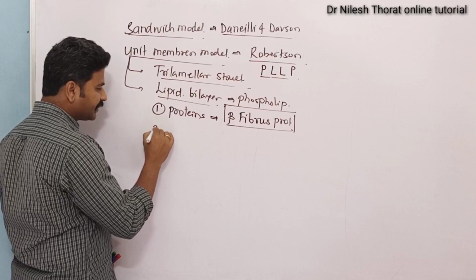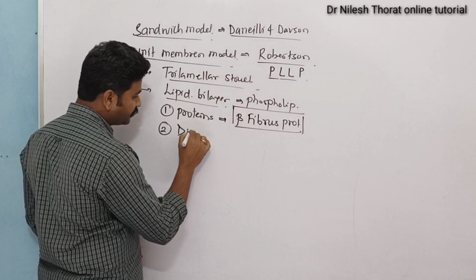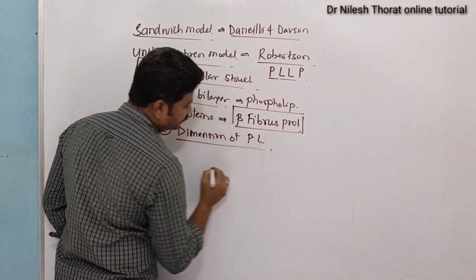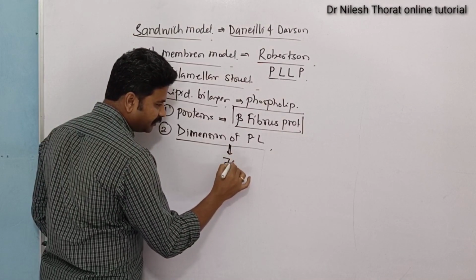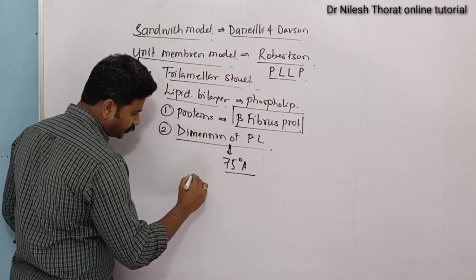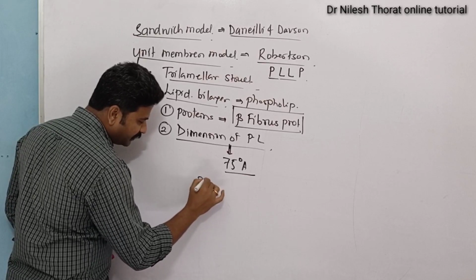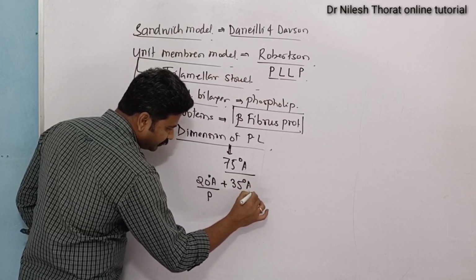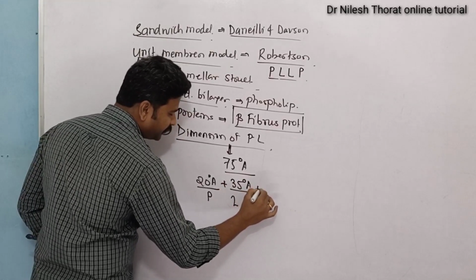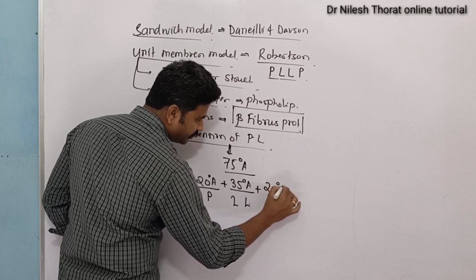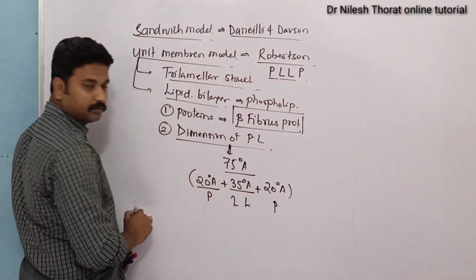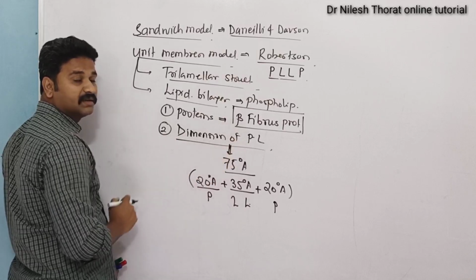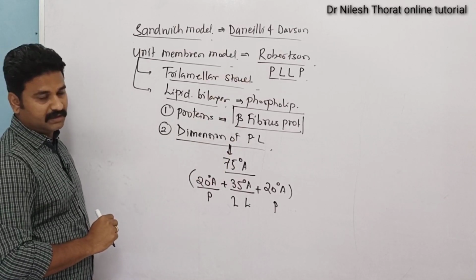And secondly, Robertson has mentioned the dimensions of the plasma membrane. According to Robertson, the dimension of the plasma membrane is 75 Angstrom, in which he has proposed there will be a 20 Angstrom layer of protein, plus a 35 Angstrom layer of lipid bilayer, plus again a 20 Angstrom layer of protein. So according to the Robertson unit membrane model, the dimension of plasma membrane is 75 Angstrom. This is the additional point which he has given.